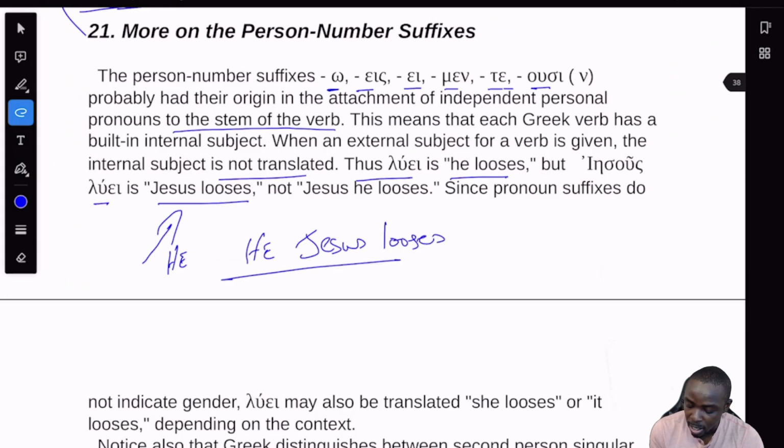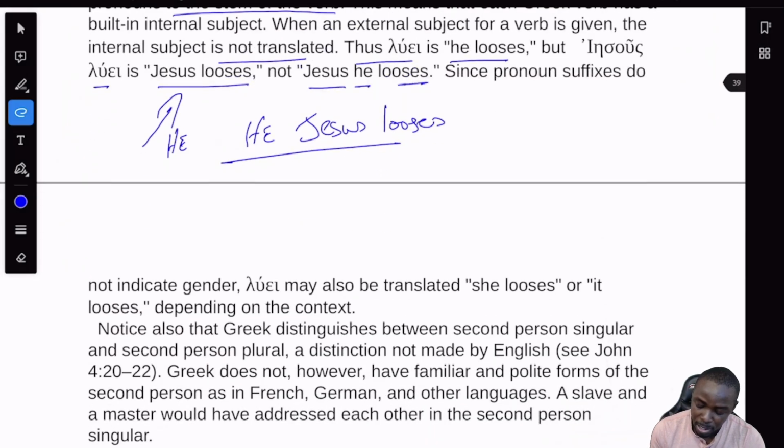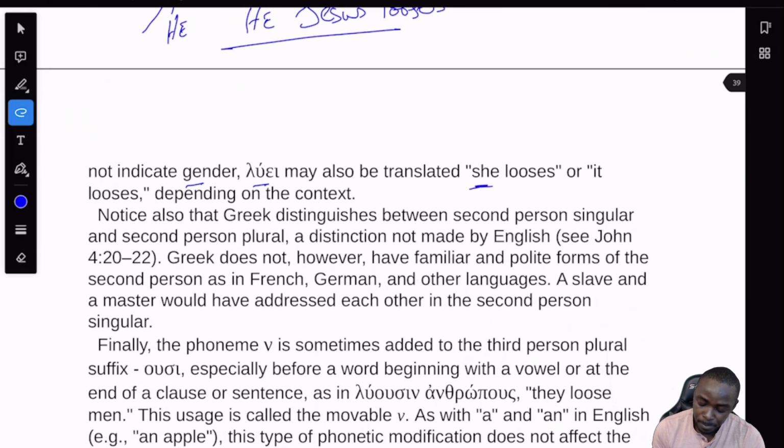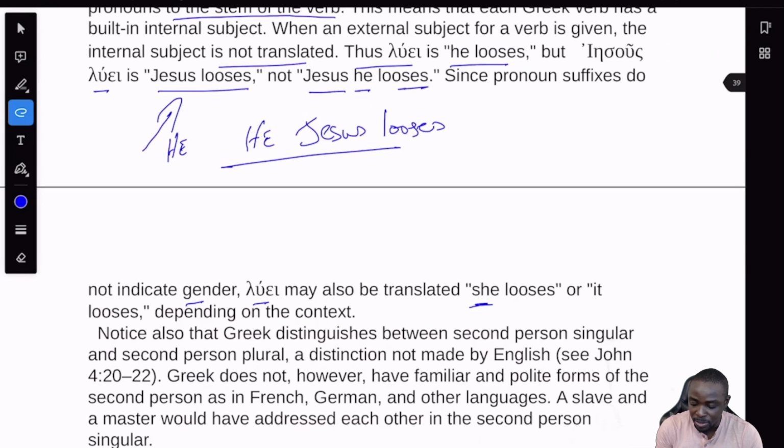Okay, so here you go. Not Jesus, he loses, or he, Jesus loses. Since pronoun suffixes do not indicate gender, lue may also be translated she loses, or it loses, depending on the context. But the subject is embedded in the verb. So once you see lue, you just know he loses, right? If you see Jesus lue, you just say Jesus loses. That's all there is.